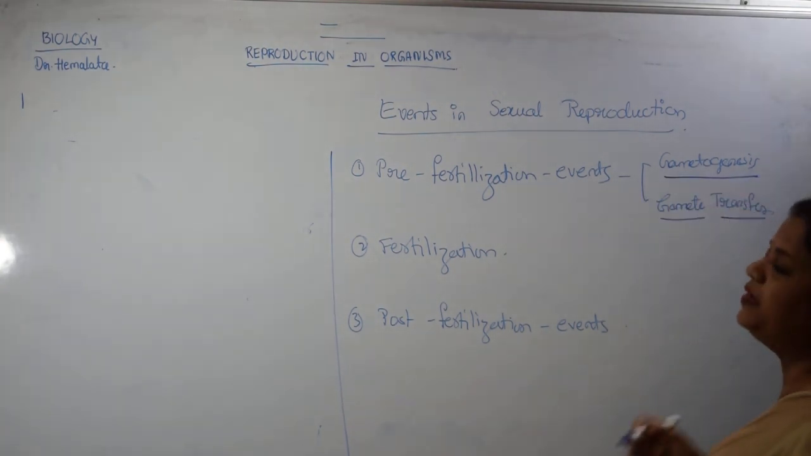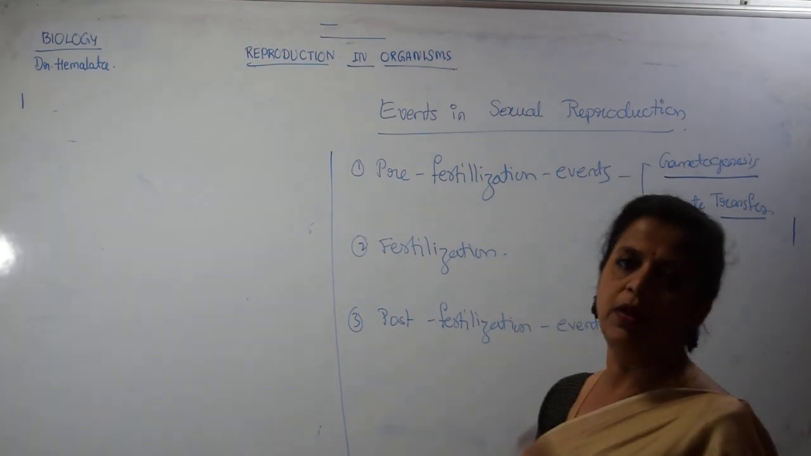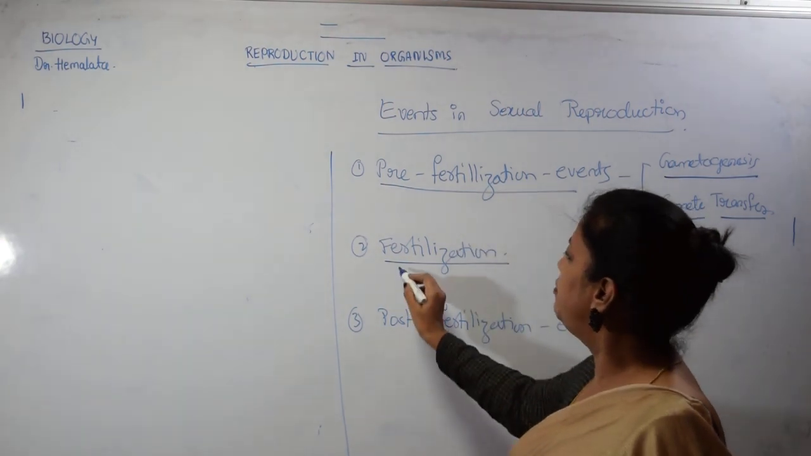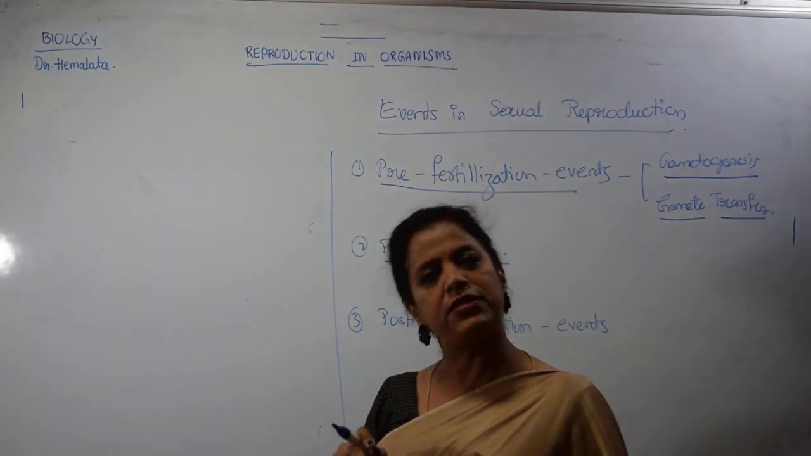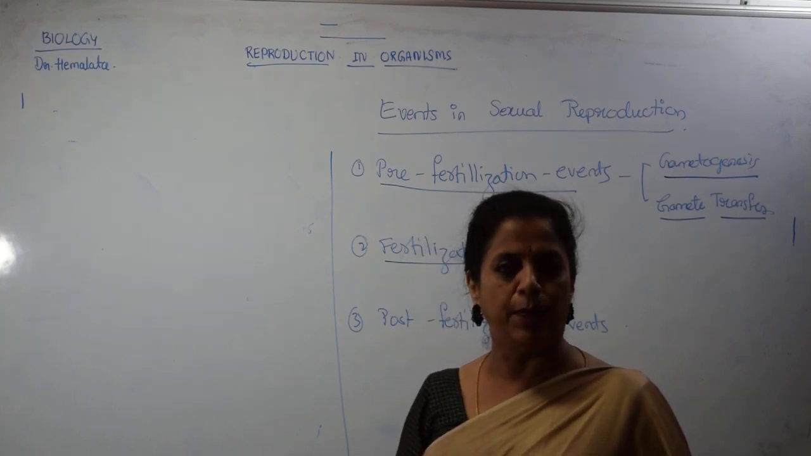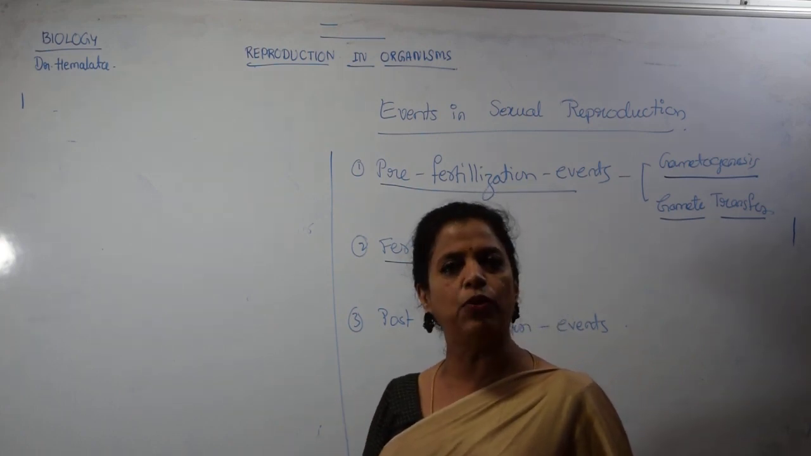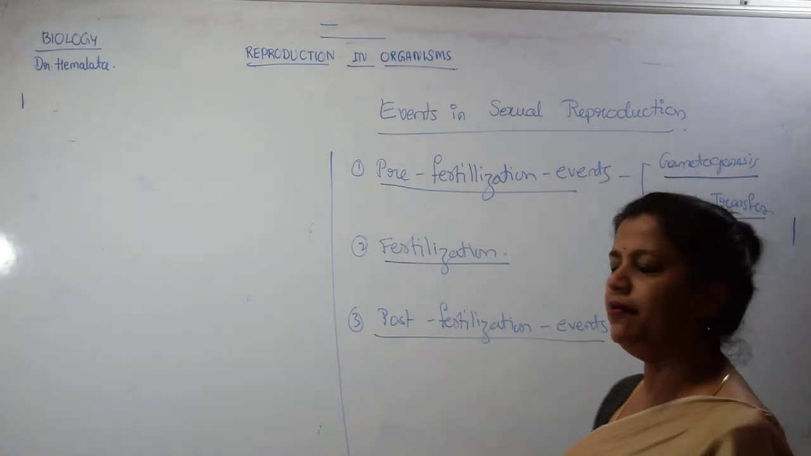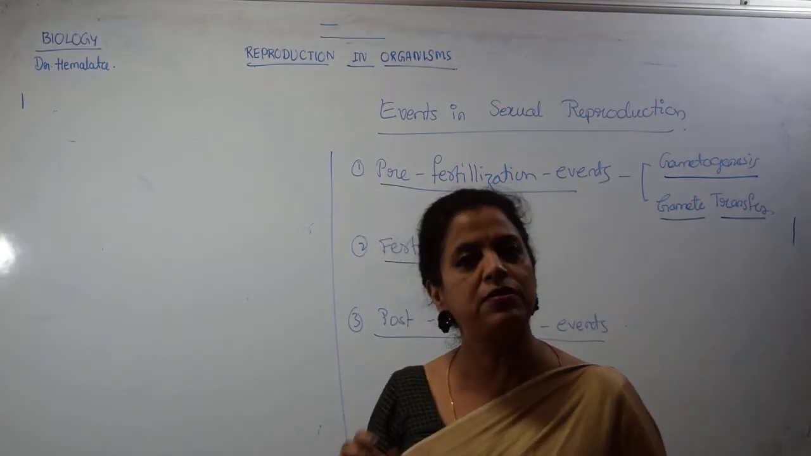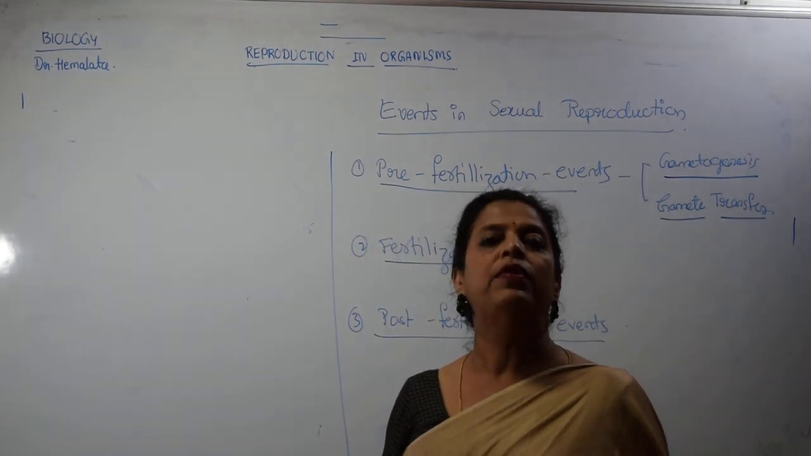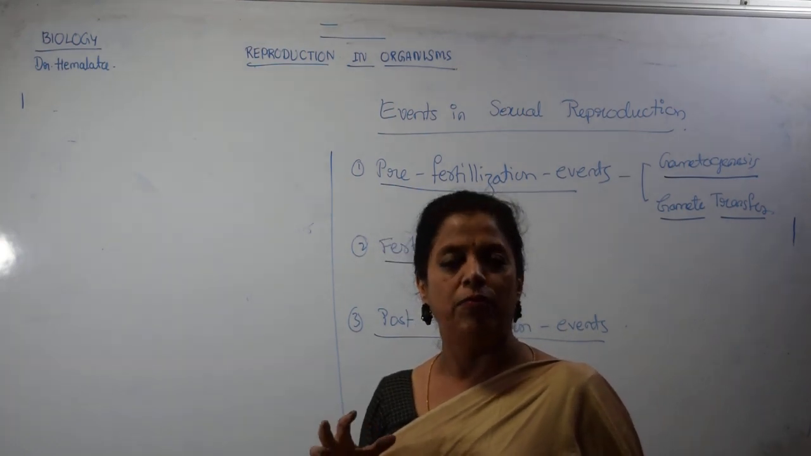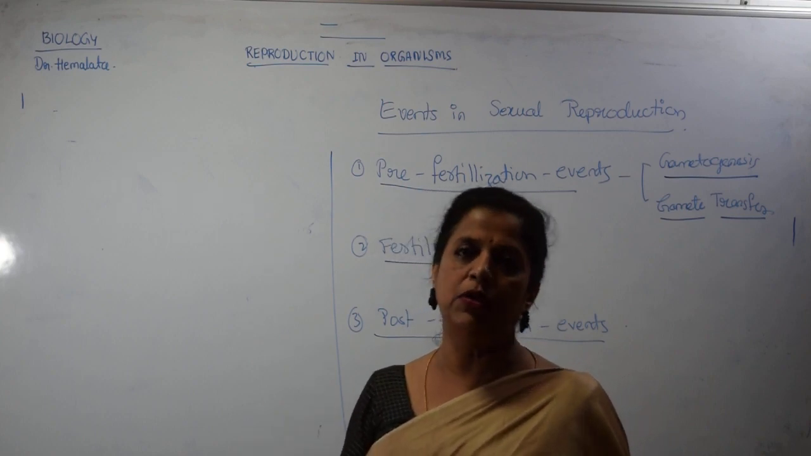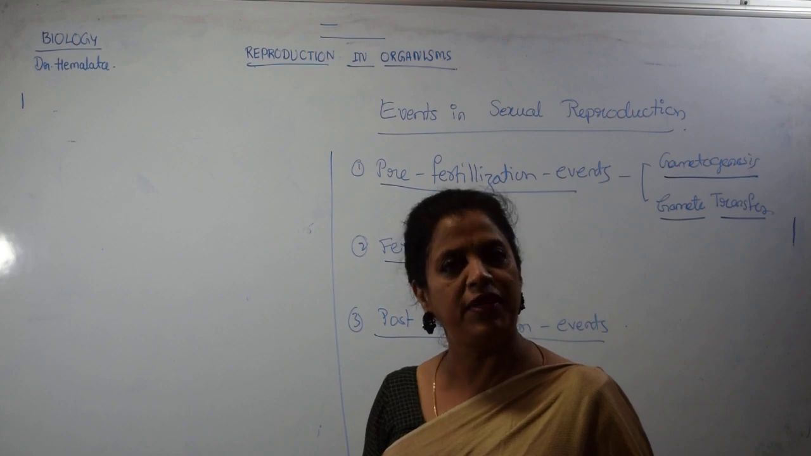Under pre-fertilization events, gametogenesis is the first thing. Second is gamete transfer, meaning how it is transferred from the male to the female, right? These are pre-fertilization events. Then fertilization is where the union of male and female gametes takes place, forming the zygote. Both haploid gametes, sperm and egg, fuse to form a zygote, which is diploid in nature. That's fertilization. Then comes the post-fertilization event. After fertilization, the zygote develops as an embryo, then fixes into the female endometrium. All that, cleavage, embryogenesis, everything, happens in the post-fertilization events.